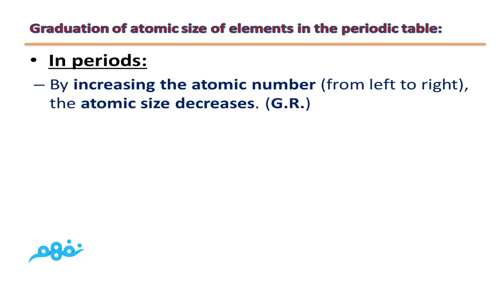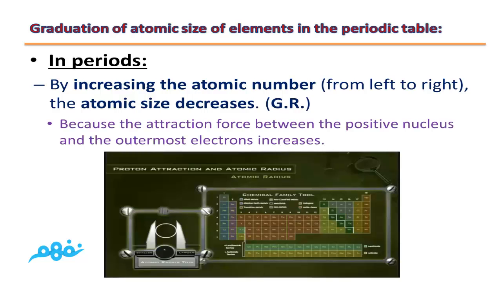This is a give reason question. By increasing the atomic number from left to right, the atomic size decreases. Because the attraction force between the positive nucleus and the outermost electrons increases.